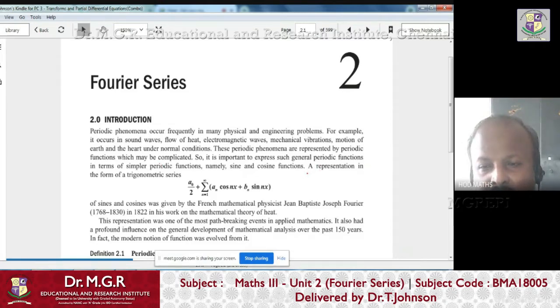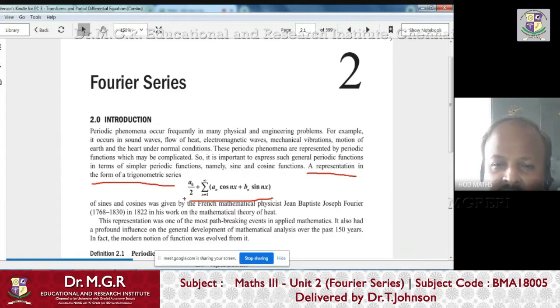Here you can see the word representation in the form of a trigonometric series. So Fourier series is nothing but giving a representation of any function f of x which satisfies certain conditions. Not all functions. It should be periodic in nature, that is a must, and it also satisfies certain conditions. Then that function can be written in terms of sines and cosines, and this is called a Fourier series, right? So this is the basic idea of Fourier series.